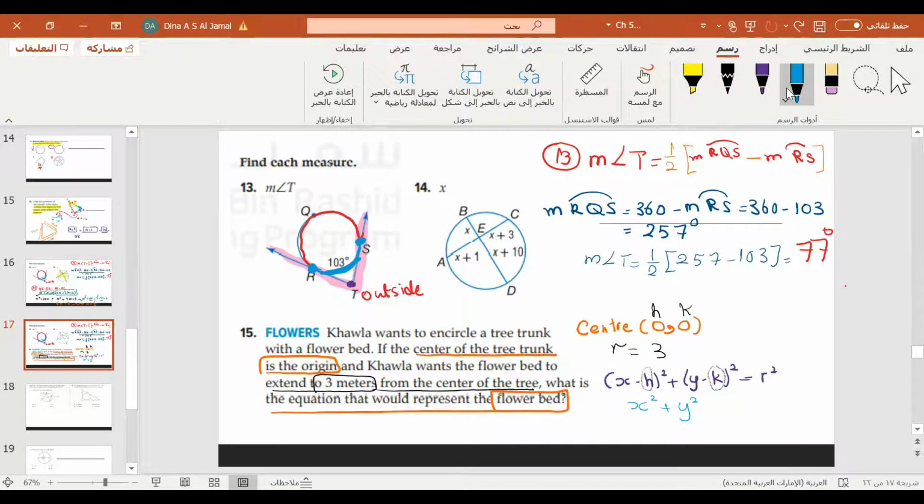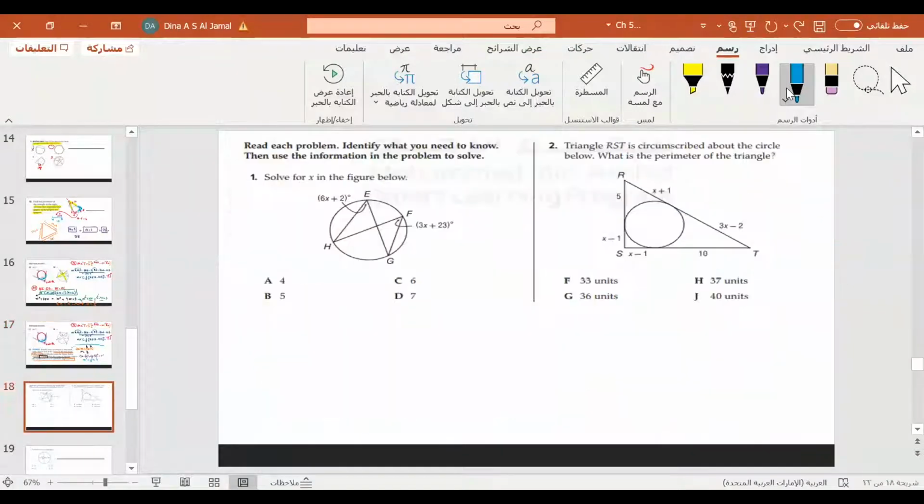And then your r squared, just take the radius squared, it will be 9. That's it. This is your equation of the flower bed. So let me just separate. This is related to question 15. Now let's go to these questions.